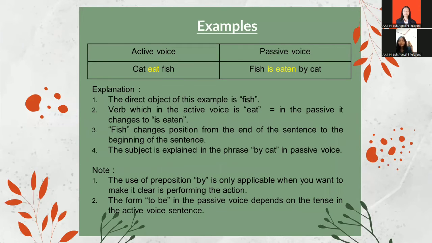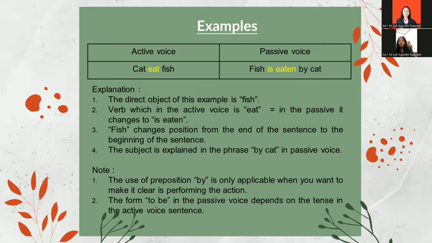And this is for the examples of active voice and passive voice. In active voice, the sentence is: cat eat fish. In passive voice, the sentence will be: fish is eaten by cat. So the explanation here: the direct object of this example is fish. The verb in the active voice is eat. Then in the passive sentence, it changes to is eaten.